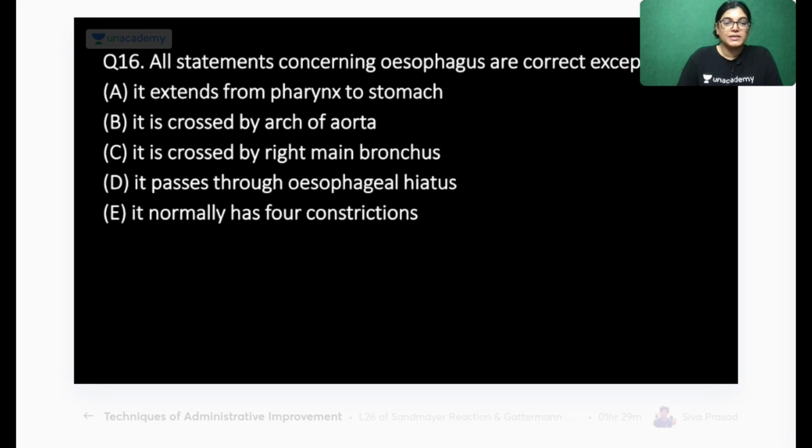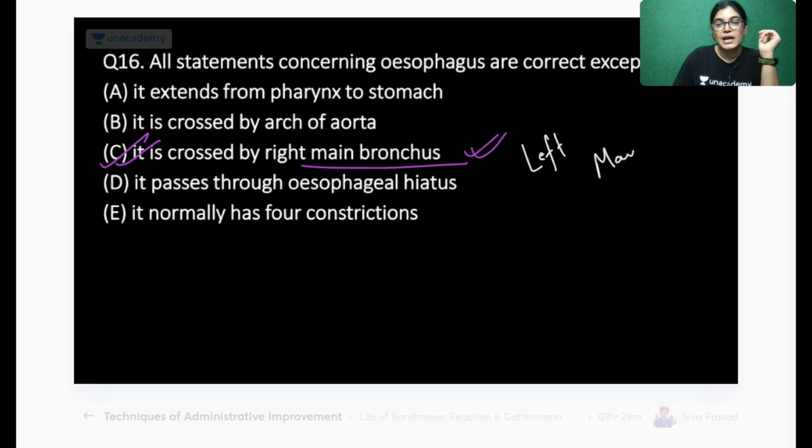67% of students have given the right answer. The correct answer is: it is crossed by the right main bronchus. It is absolutely wrong. Can anybody tell me which structure is crossing? Whether it is the right main bronchus or the left? Absolutely right, it's the left main bronchus, not the right. So here option C is absolutely wrong. All other options are perfectly correct.